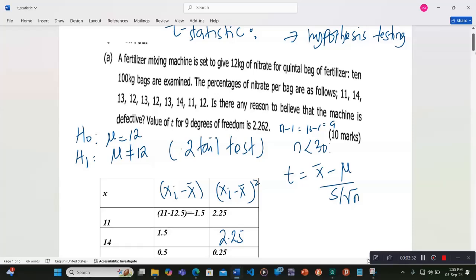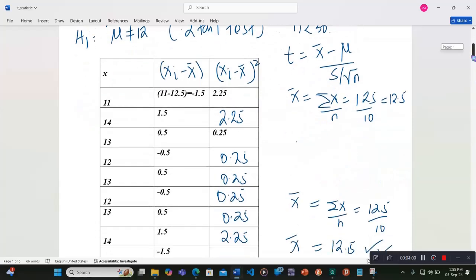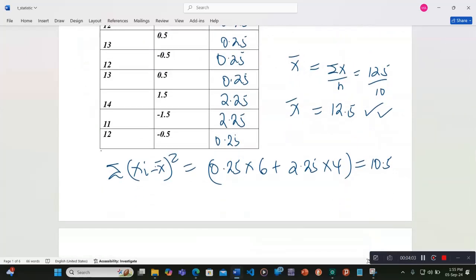So we proceed. How do we get the x bar? We shall add up these values, so that will be the sum of x divided by n. When we sum the 11, 14, 13 up to 12, we get 125 divided by 10, because n is 10, and this gives us 12.5. So remember, our sum of x is 125.